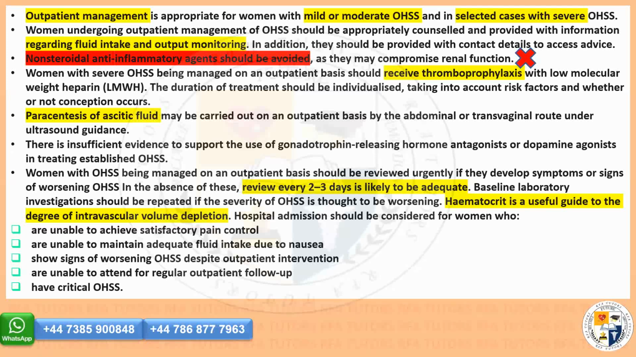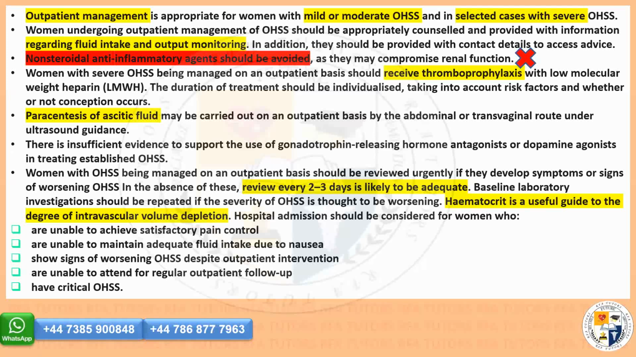Women with severe OHSS being managed on an outpatient basis should receive thromboprophylaxis with low molecular weight heparin. So this also seems important to me. Okay, LMWH needs to be given. Paracentesis of ascitic fluid may be carried out on an outpatient basis by the abdominal and transvaginal route under ultrasound guidance. Okay, this is a recommendation.